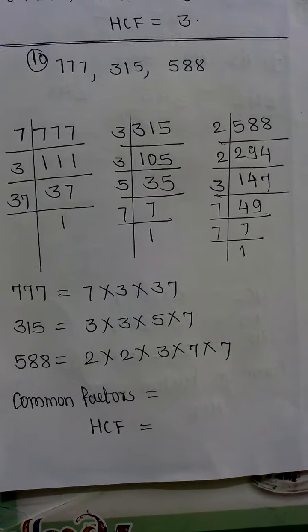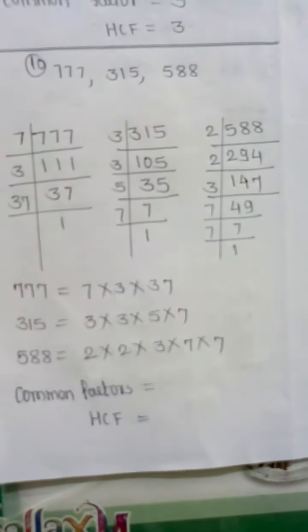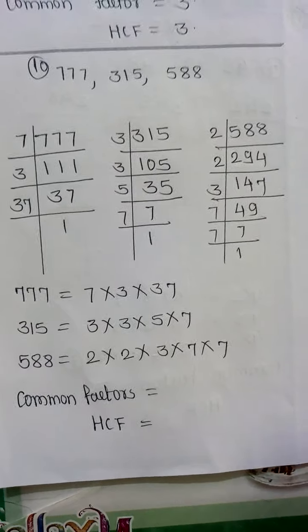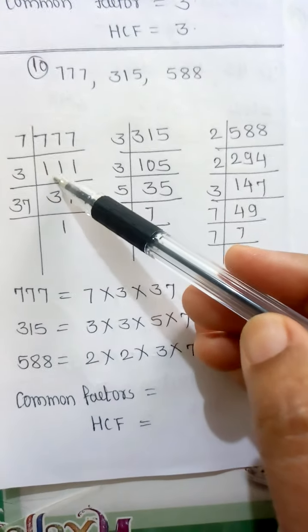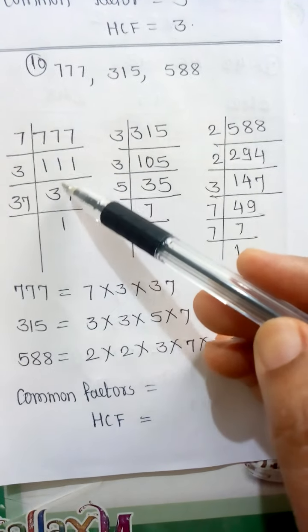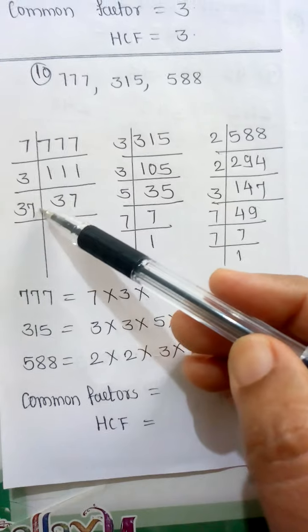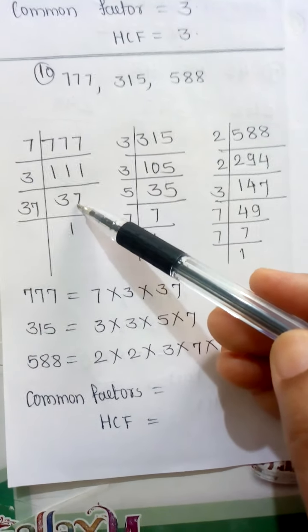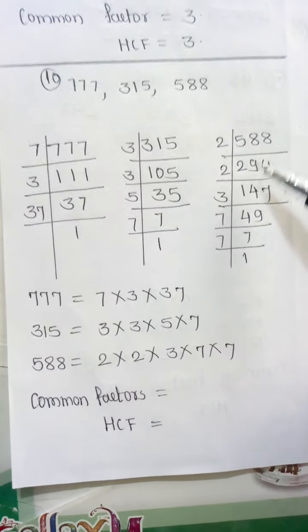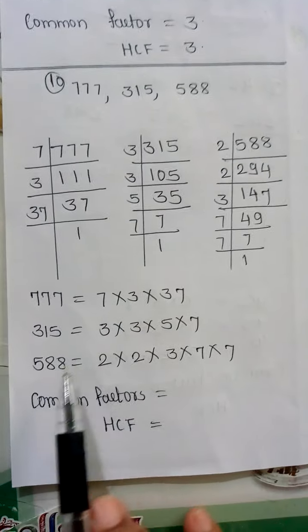Now see this last example, 777, 315 and 588. It is divisible by 7. 7 ones are 7, 7 ones are 7, 7 ones are 7. Again 3: 3 3s are 9 and 3 7s are 21. Then 37 is a prime number, that you know, so 37 ones are 37. In the same way, the factors of 315 and the factors of 588. So here horizontally we have written all the factors.